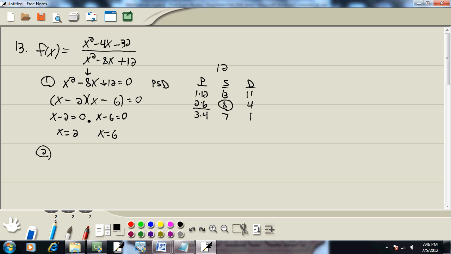Now, these are the values that cause me problems. If I put these back up in my original problem, like the 2, for example, and I'm specifically talking about the denominator downstairs, put 2 here, I got 2 squared, which is 4. 8 times 2 is 16, so I got 4 minus 16 gives me negative 12. Plus 12 gives me a 0. So these are the values I cannot have. So we have to put a slash through the equals. X cannot equal 2, and x cannot equal 6.